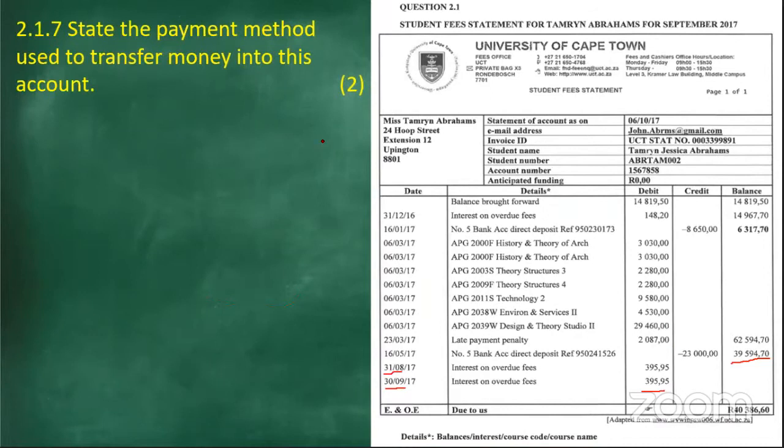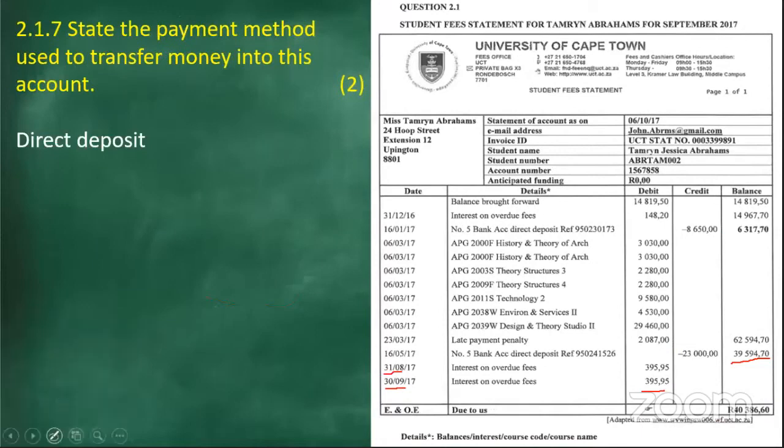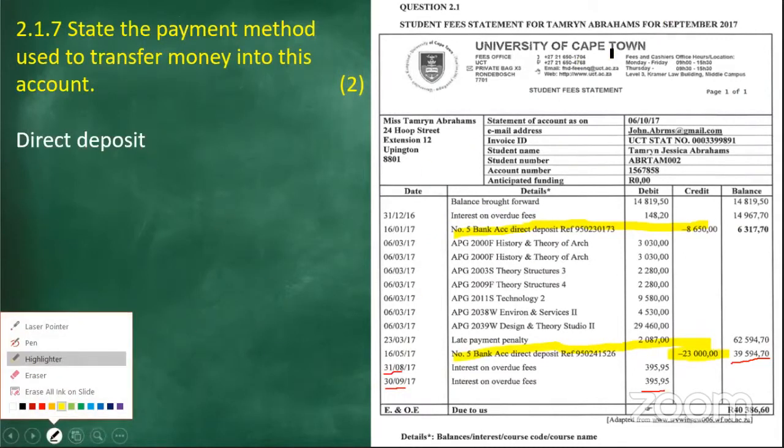Okay, we don't have time anymore, guys. We have to go. So the state the payment method. The payment method is a direct deposit. We don't have time anymore, so we'll continue tomorrow, ne? Tomorrow, really, we are continuing with this paper 1. We'll be finishing paper 1 tomorrow. So that's why it's a direct deposit. Here, you'll see each time there's a credit, there's a direct deposit. It's written the direct deposit. So yes, you can say direct deposits or you can say EFT. Either of the two are correct.